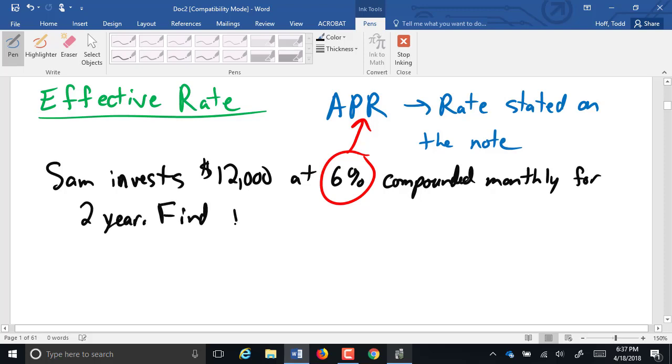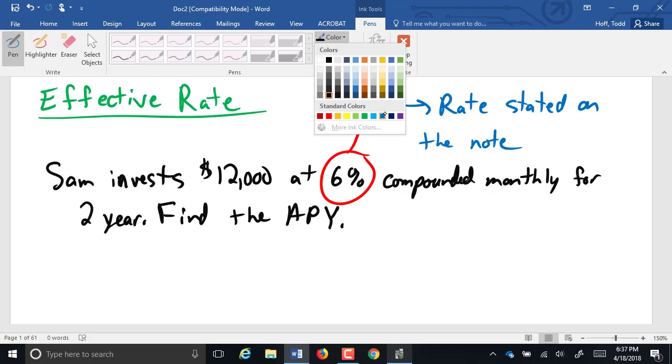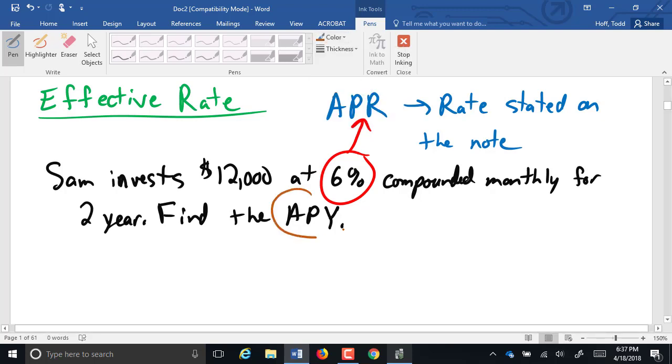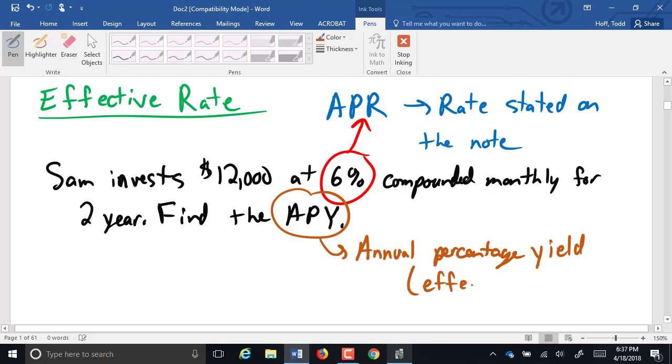Find the APY. APY stands for annual percentage yield. R was rate, Y is yield. In other words, that's the effective rate.